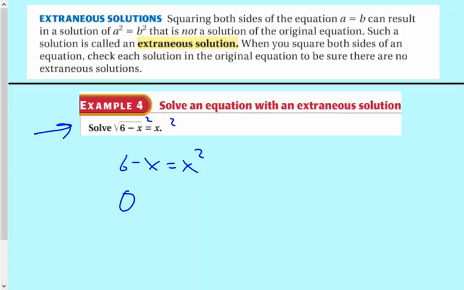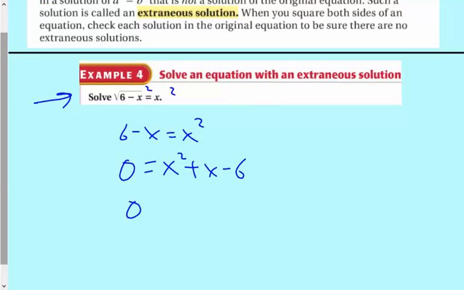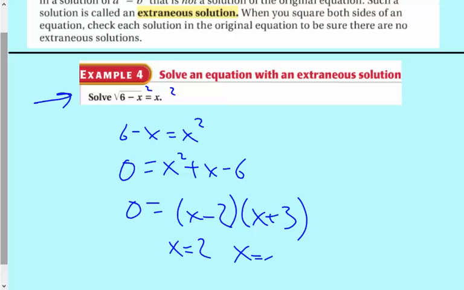So I'm going to move everything to the right-hand side by adding the x and subtracting the 6. Going back to quadratics, I can factor this really easily. x minus 2, x plus 3. So again, we're using our stuff from chapter 9. As I mentioned, we're going to be using it the rest of this year. Now those are our two solutions, 2 and negative 3.